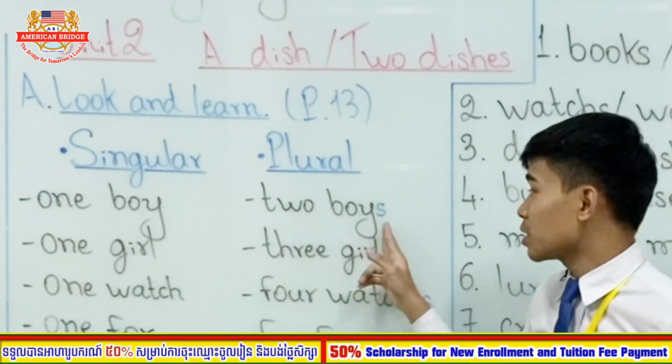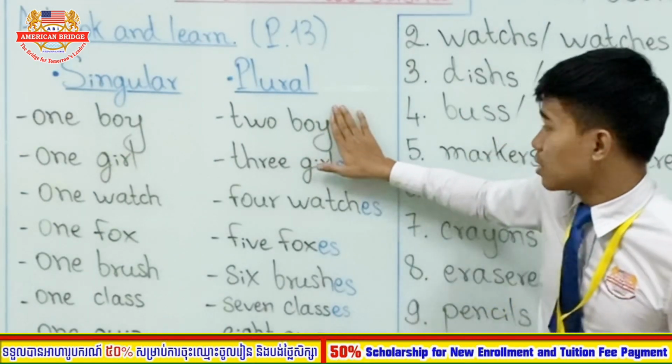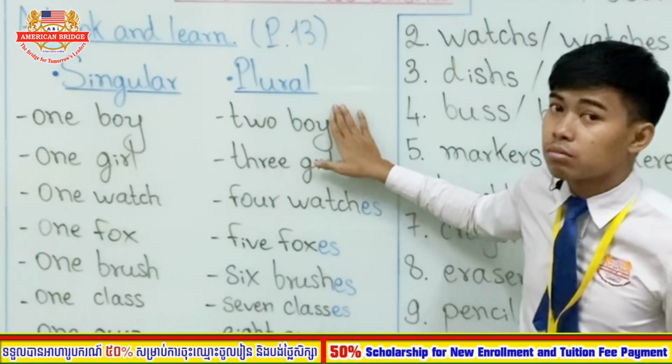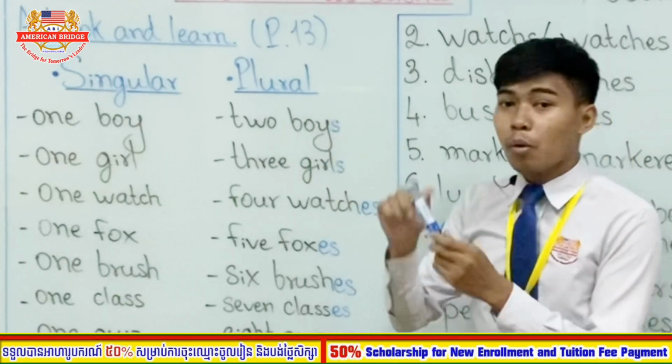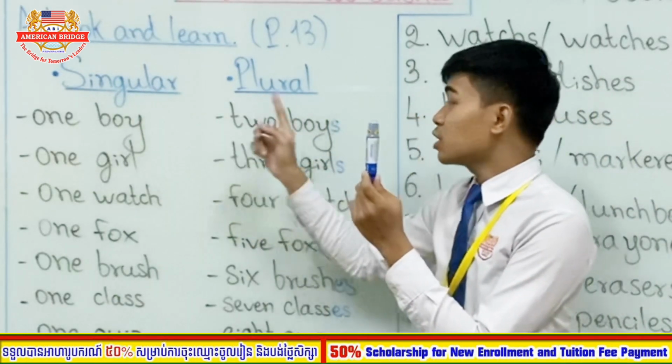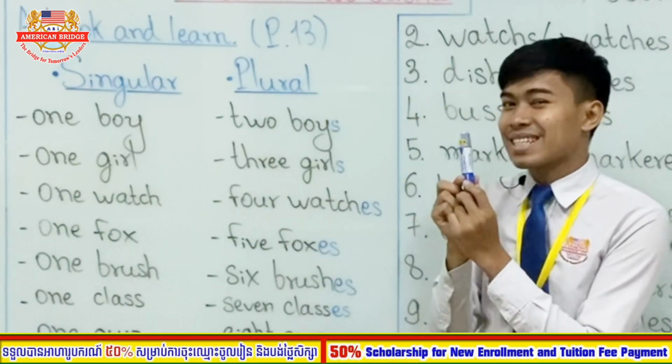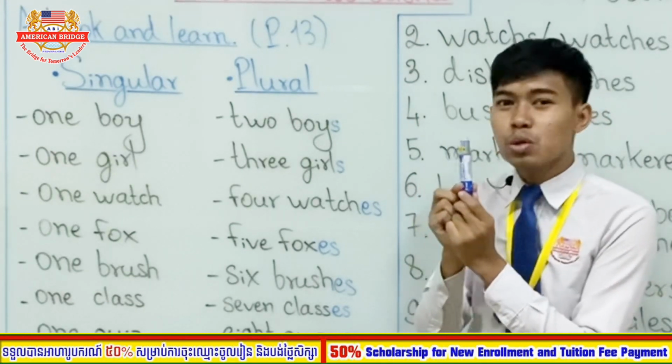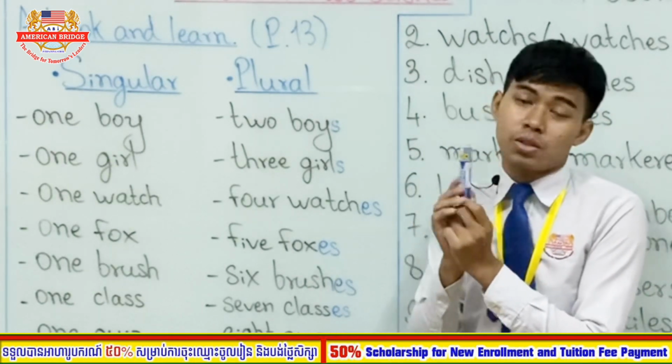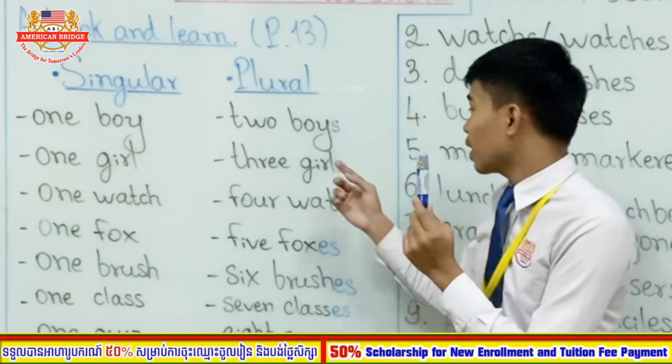So two boys. If you don't add s, you say two boy. It is wrong. For example, one marker, singular, right? And then in plural, two markers. If you say two marker without s, it is wrong. Okay, so in plural, you have to add s.